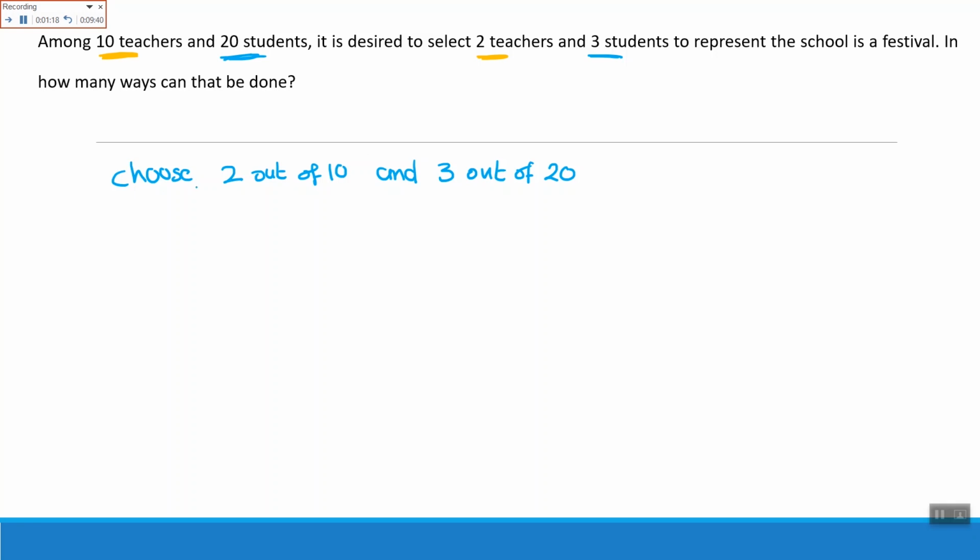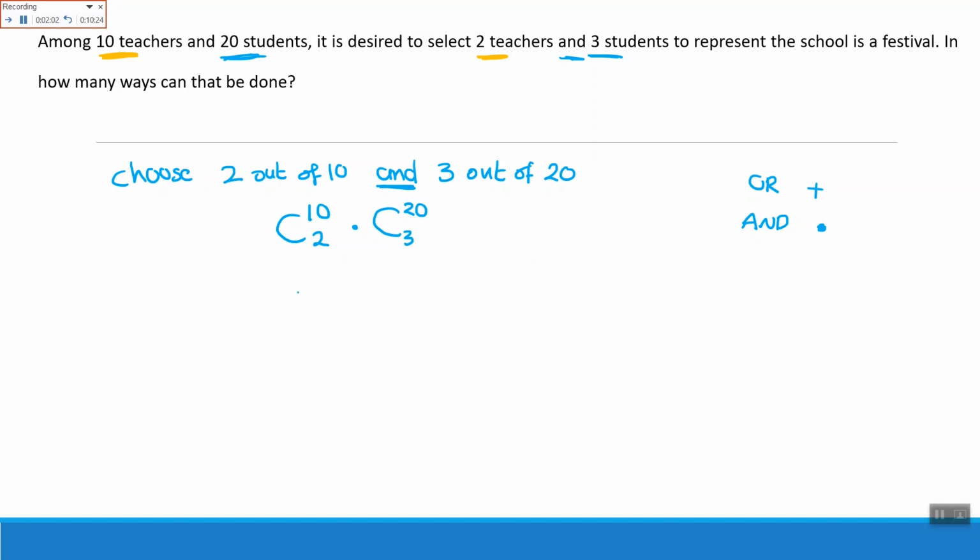So as long as it's choosing without arrangement, it's going to be a combination. So it's going to be a combination of 10 and we want to choose 2. And "and" translates into multiplication. "Or" always translates into addition, and "and" always translates into multiplication. So these are 2 different operations, and this is how we represent them. So we want to choose 2 out of 10 and 3 students out of 20. So this should be our answer.